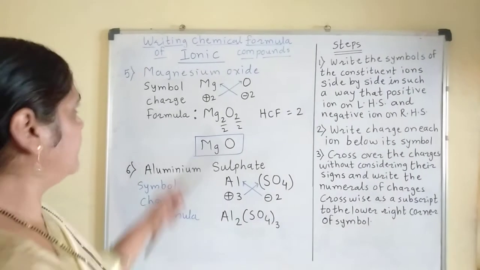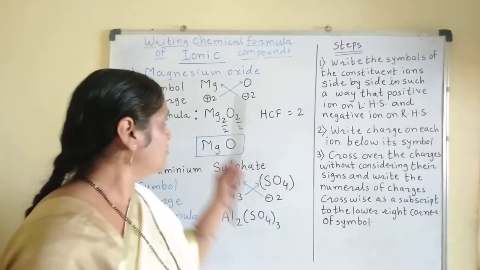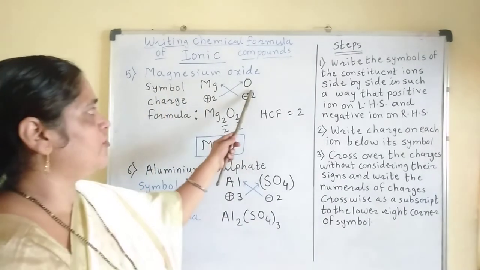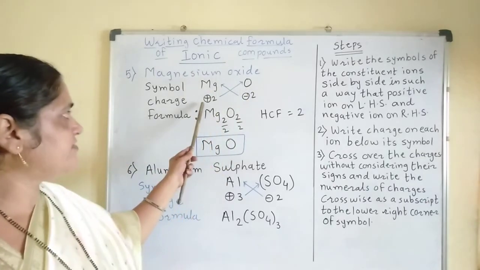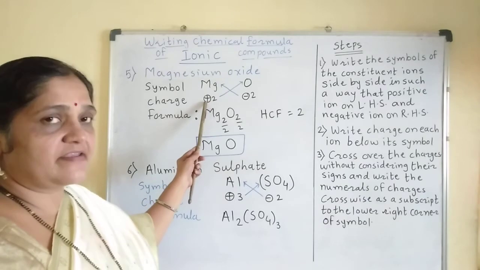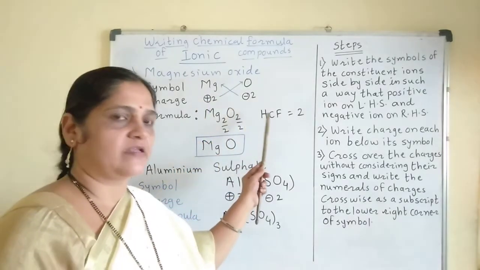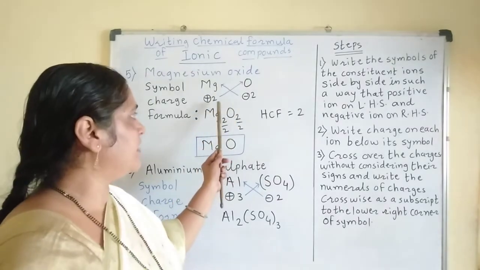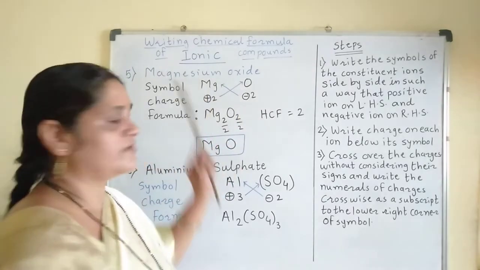Now student, we have taken one more example, that is of magnesium oxide. Now again I have written the symbol, first the metal atom symbol and then the non-metal, that is Mg first and then oxygen. Now Mg loses 2 electrons and therefore carries 2 positive charges. Oxygen gains 2 electrons and carries 2 negative charges. Now again we have to ignore these signs and multiply with the numerals.